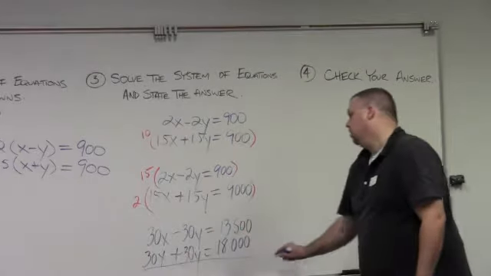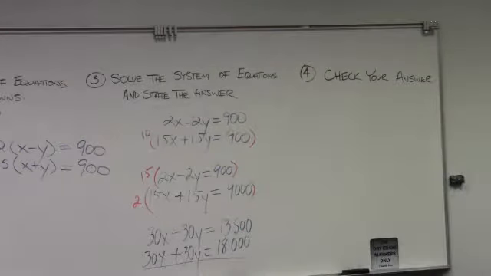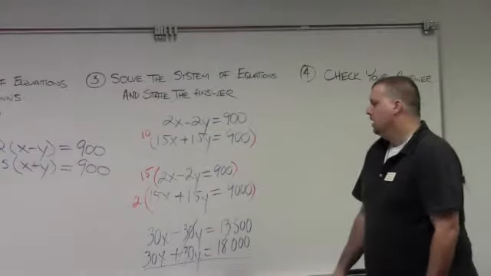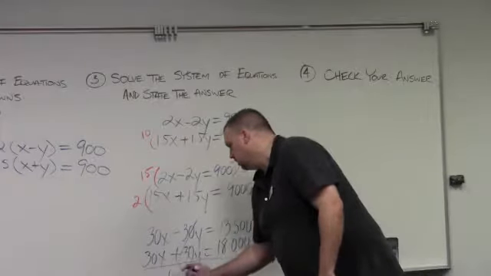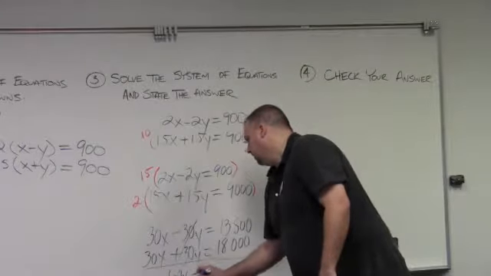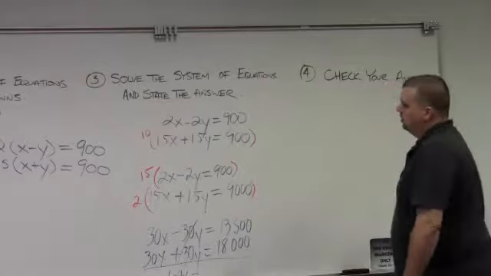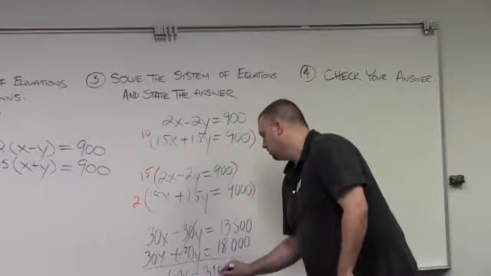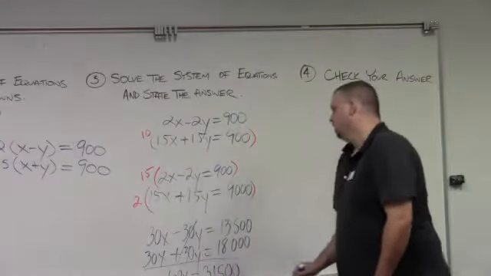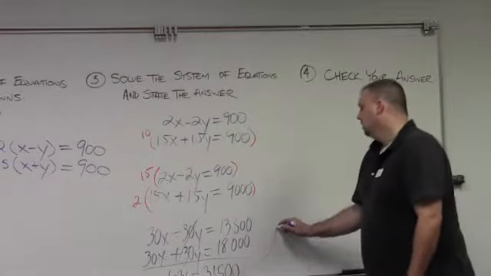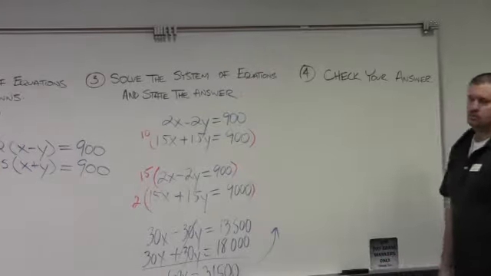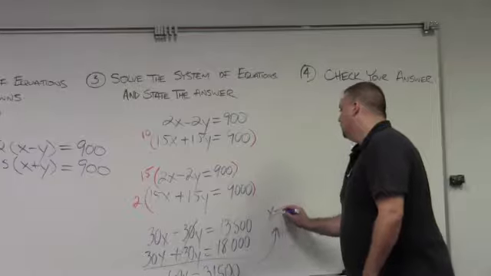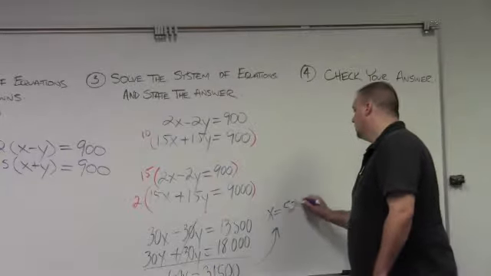So if I add those two equations together, what's going to eliminate? My y's, which is what I wanted to do. And I have 60x equal to 31,500. So we need to divide that by 60. Hopefully it goes evenly. 525. That sounds like a good number. Sounds like a good plane speed, 525 miles per hour.